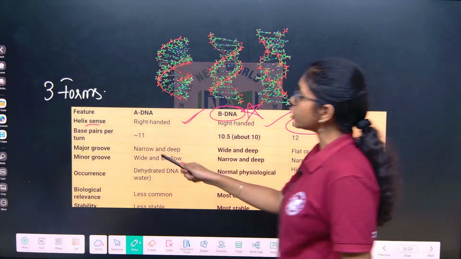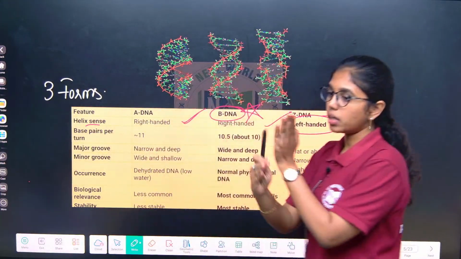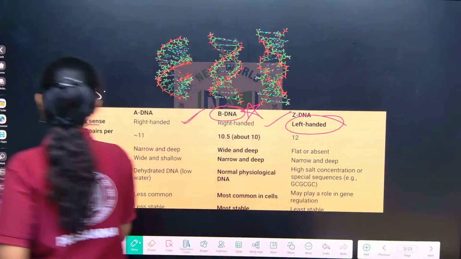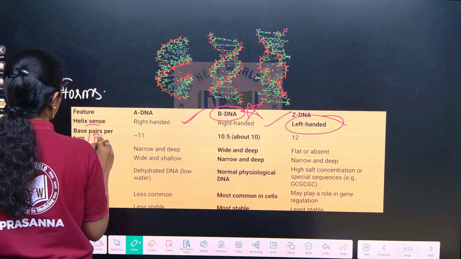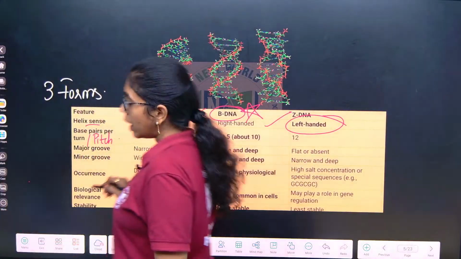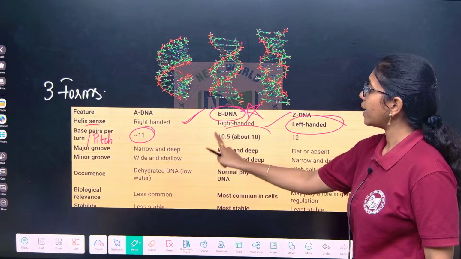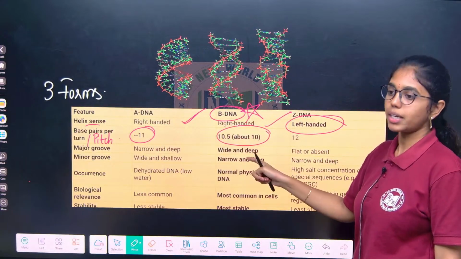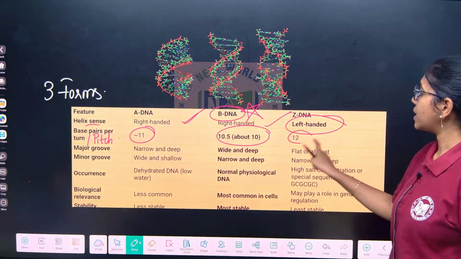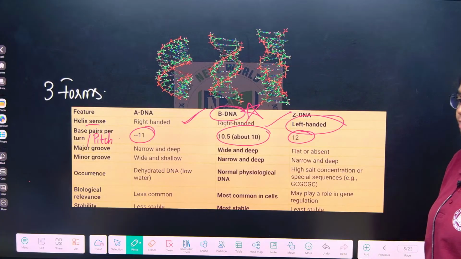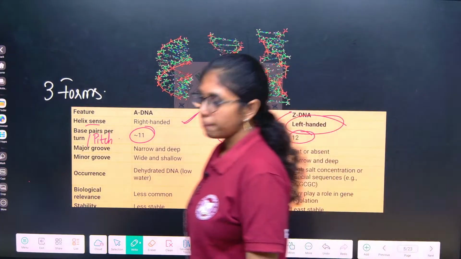Okay, base pairs per turn, per one turn or one pitch. Per turn or pitch of the DNA is one and the same. Here you will be having 11 base pairs per one turn. Here 10.5, so we can consider it as 10 base pairs per turn, and Z type of DNA is having 12 base pairs.